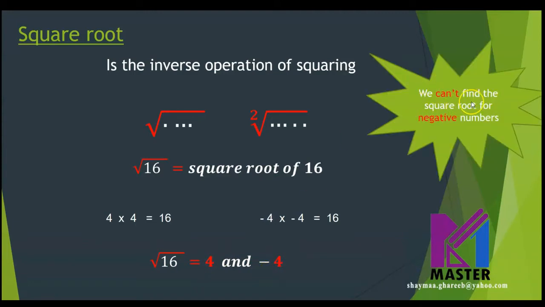We cannot find the square root for negative numbers. There is nothing called square root of negative 16. No. I cannot put a negative number under the square root. The number under the square root is always a positive number, and most of the time it is a square number in year 6. Okay?